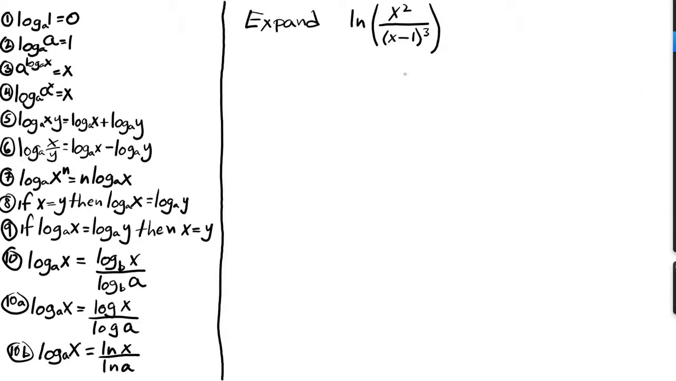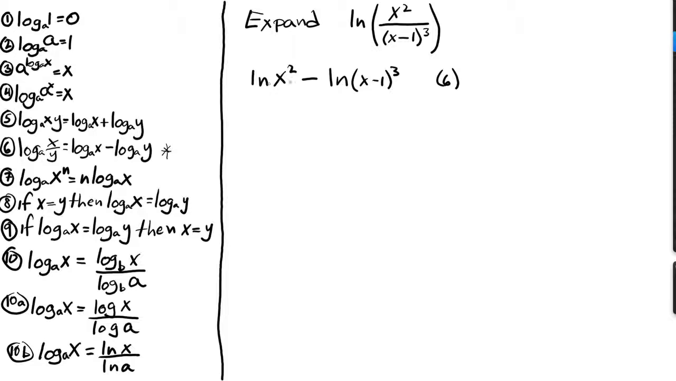Let's take a look at another one. I have another natural log this time, and this time I have a quotient. The quotient rule is right here. So this becomes the natural log of the top, x squared, minus the natural log of the bottom, x minus 1 to the third. We can do that because of Rule 6.